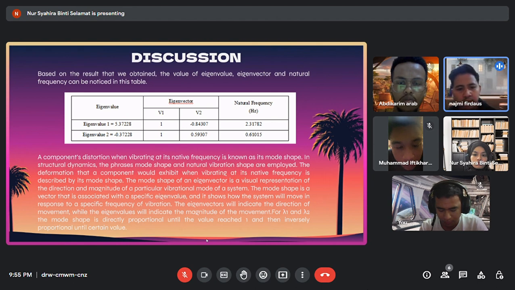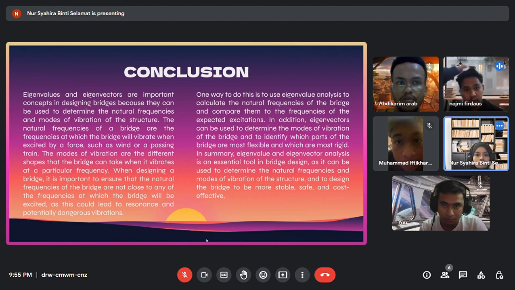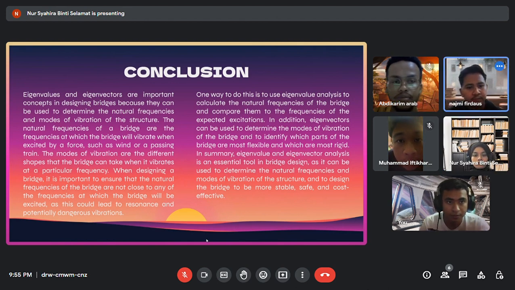For lambda 1 and lambda 2, the mode shape is directly proportional until the value reaches 1 and then inversely proportional until a certain value. Yeah, that's all for me. So I pass to Abi Karim.